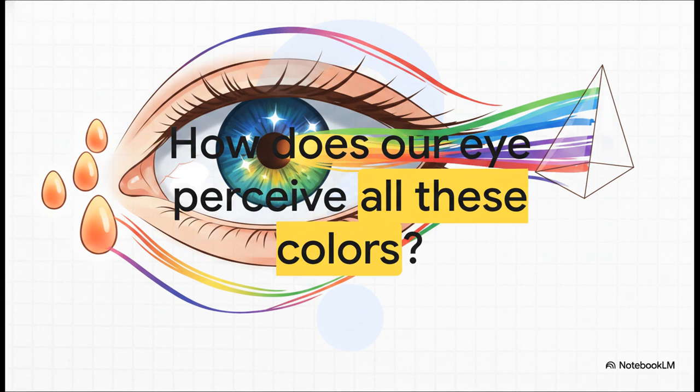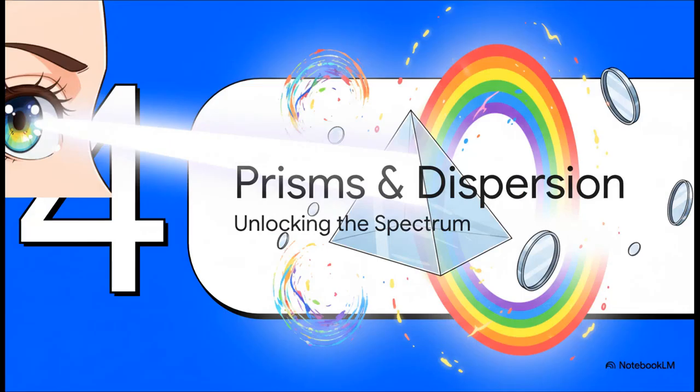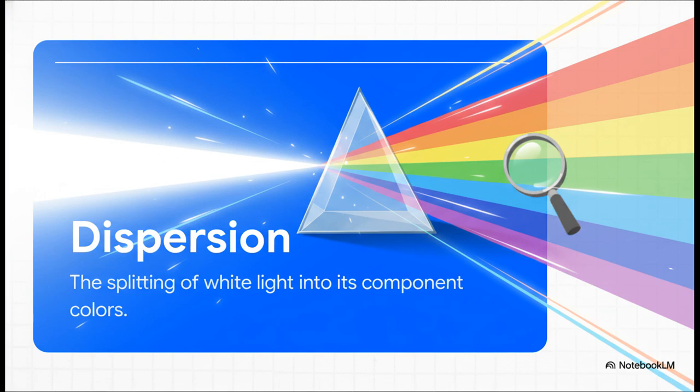If our cone cells are specifically designed to pick up color, we have to ask the obvious question: how do those colors even exist in the light around us in the first place? Which brings us to part 4, prisms and light dispersion, unlocking the spectrum. Here's the wild thing. White light, like the light beaming down from the sun, isn't actually white at all. It's a hidden, perfectly blended combination of many different colors.